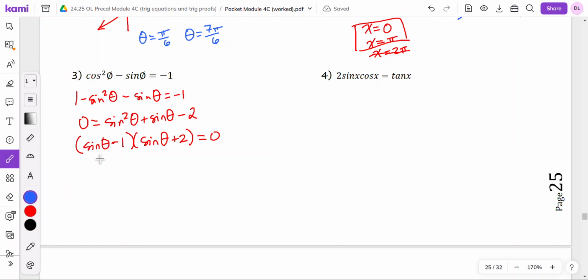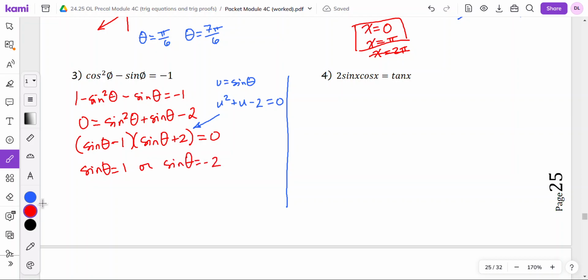Once again, if you wanted to work this out a little bit differently, you could say u is going to be sine of theta, and so that gives me u squared plus u minus 2 is equal to 0, and then I can use that to help me factor. So sine of theta needs to equal 1, or sine of theta needs to be negative 2.